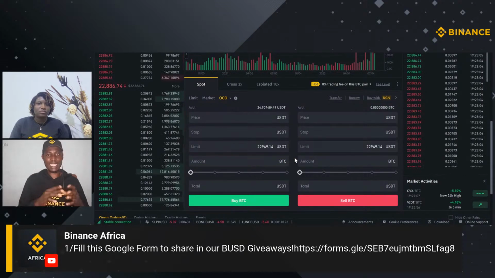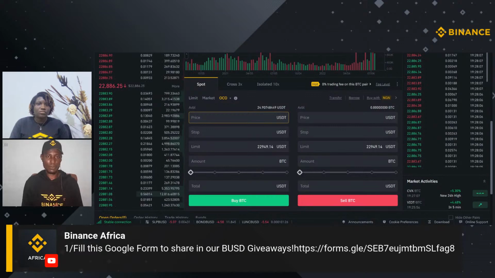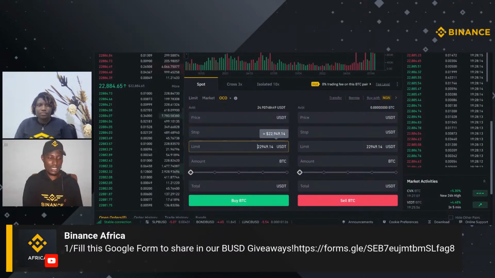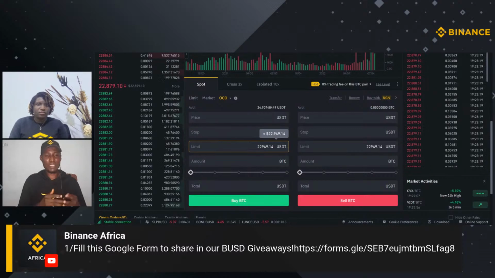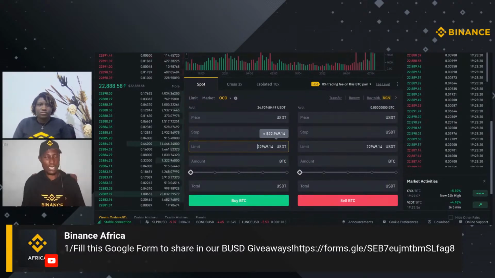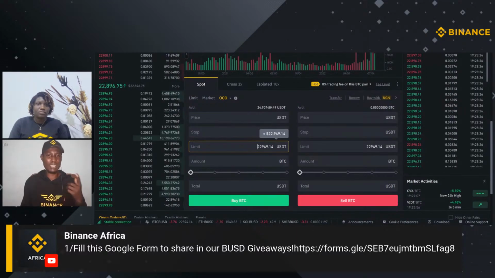Another way to easily get this is that, see this price, this is your limit price. The stop is the trigger price at which a stop limit order will be placed. So these two, this stop and limit, are basically working for the stop limit order because, as explained, the OCO order type combines two types of orders, which are the stop limit order and the limit order.